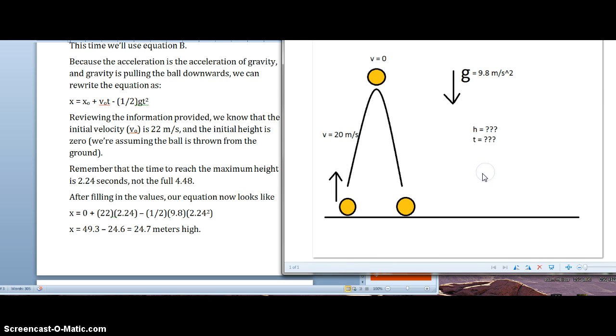So for our picture here, it took 2.24 seconds to go up, an additional 2.24 to come down, so 4.48 seconds total trip time, and a maximum height of 24.7 meters.